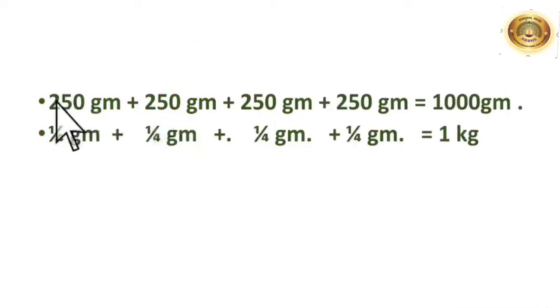Moving ahead, 250 grams is quarter kg. 250 grams plus 250 grams plus 250 grams plus 250 grams makes 1000 grams, that is 1 kg. Here if you see, quarter plus quarter is half kg, quarter plus quarter again half kg, that is 500 grams plus 500 grams is 1 kg.